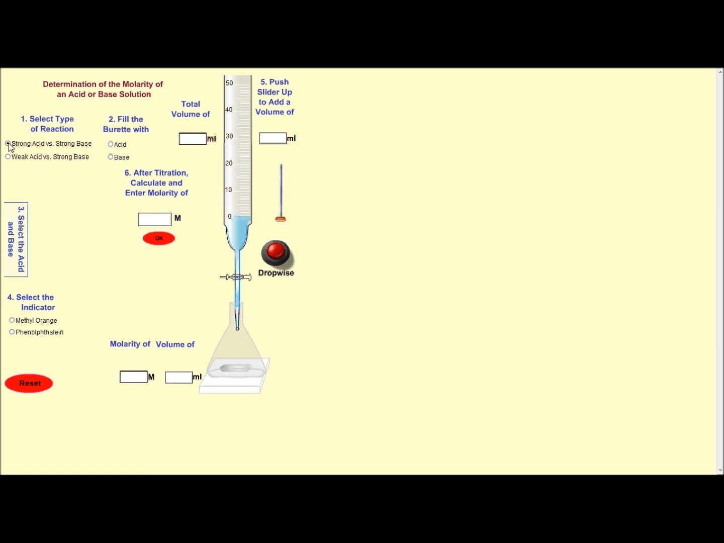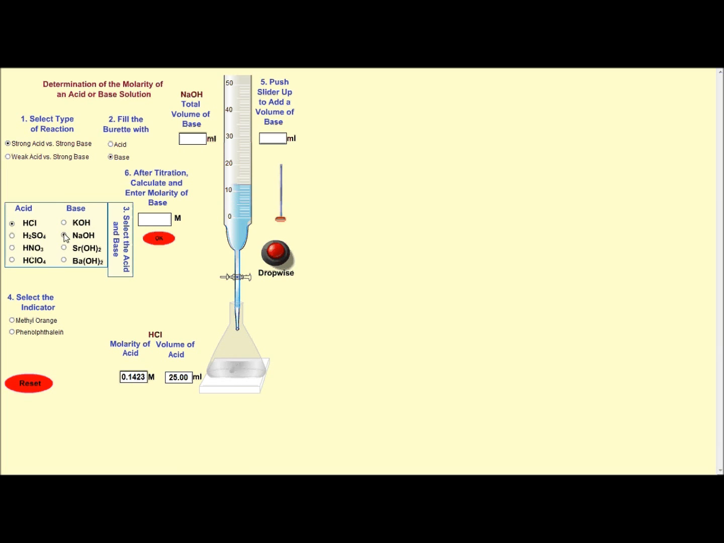We're going to pick strong acid versus strong base. We like to fill the burette with a base. We're going to use the acid hydrochloric and the base sodium hydroxide. We will pick the indicator phenolphthalein. Let's see, what do we need to do next? That was 4, so 5, push the slider up to add a volume of base. They tell us we have 25 mLs of acid, and we have a molarity of 0.1423.